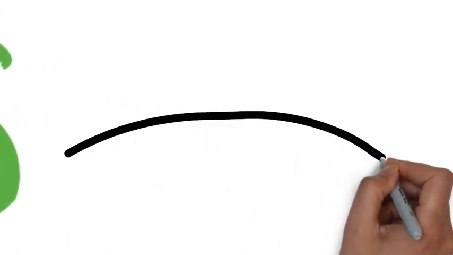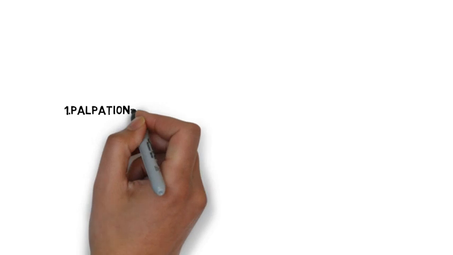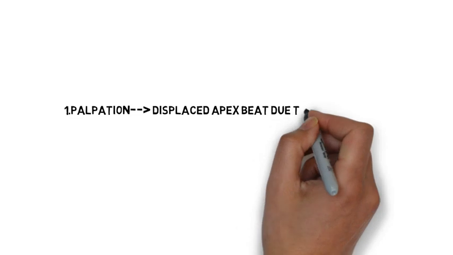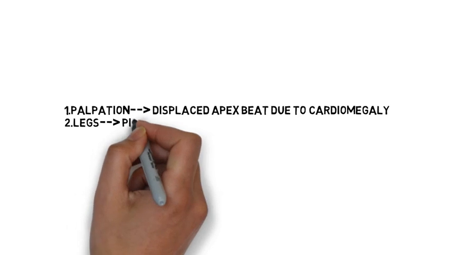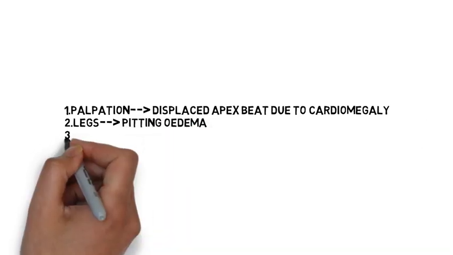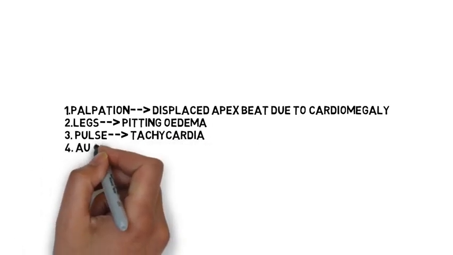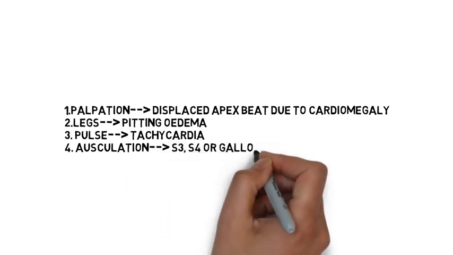And what would you notice if you examined these patients with heart failure? Well, in the neck, they would have a raised JVP. On palpation, they would have a displaced apex beat due to cardiomegaly. And they would have pitting edema of the legs. They would also have tachycardia. And on auscultation, they would have a 3rd and 4th heart sound or gallop rhythm. Now, they might not have all of these features, but it's worth being aware of them.